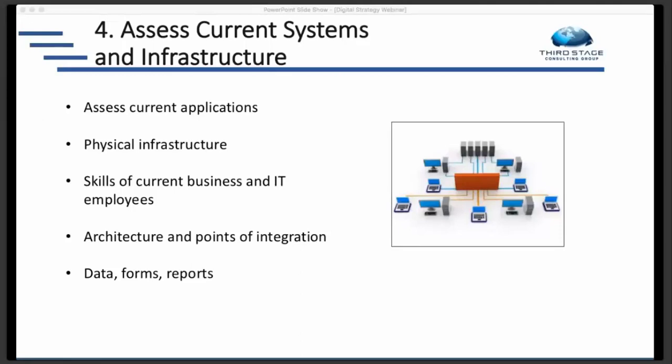So this step of the process is looking at your current applications. What systems do you have in place? What does your physical infrastructure look like? Eventually, you're going to look at what those applications and that infrastructure are going to need to look like in the future with the new strategy and the new alternatives. But for now, we're looking at just what do you have now? What kind of infrastructure do we have? And then later we do a gap analysis with what we need in the future.